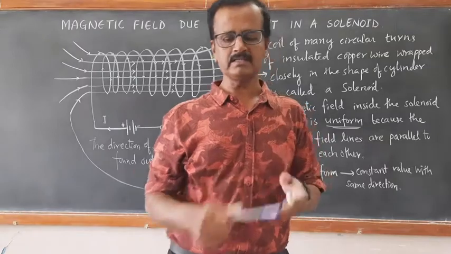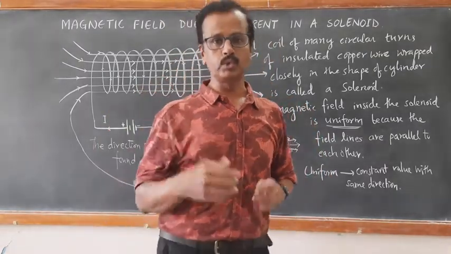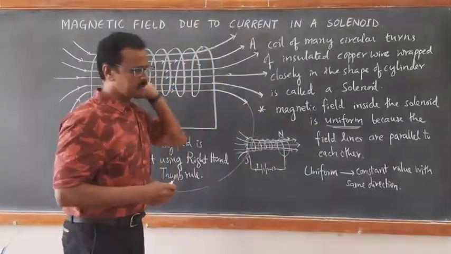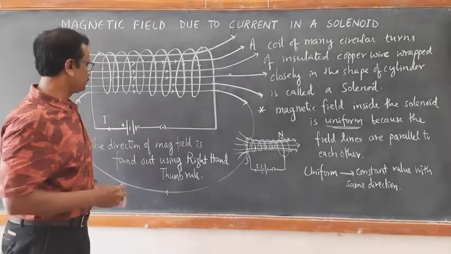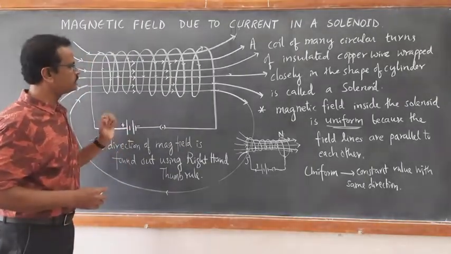So that is called Maxwell's screw rule. Both are the same, right? This is how we find out the magnetic field due to a solenoid.